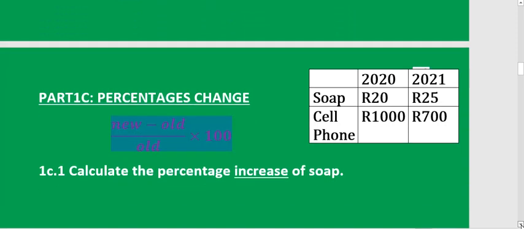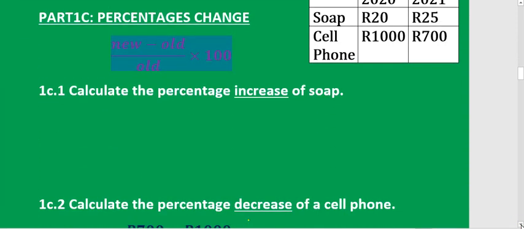Moving on to a percentage change. Remember, percentage change could either be a percentage increase if the prices are going up, like soap. Soap went from 20 rands to 25, so that is a percentage increase we need to calculate there. And for cell phones, as you can see, the cell phone price went down from 1,000 to 700. So that would represent a percentage decrease. All right, so how would you calculate a percentage change?